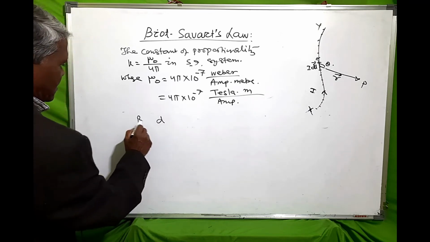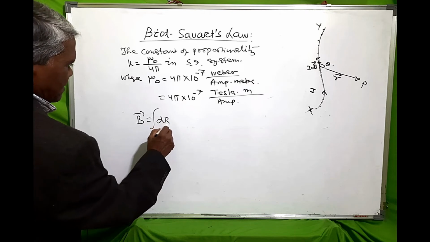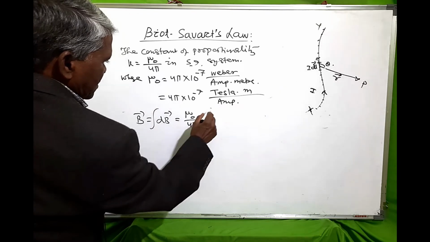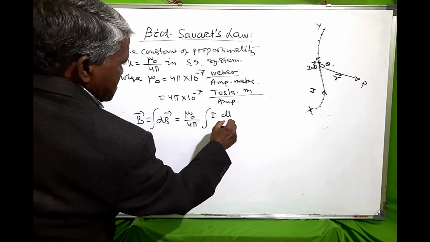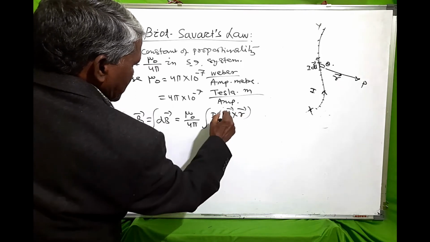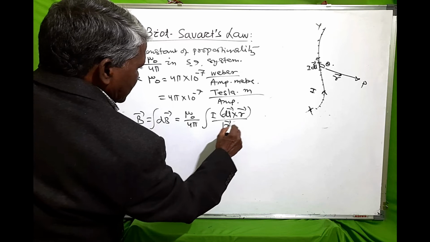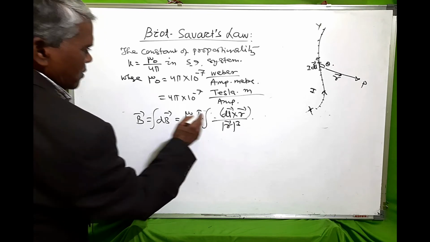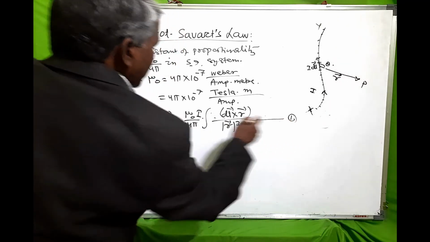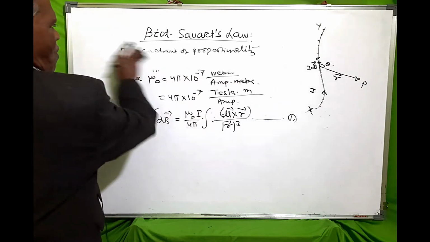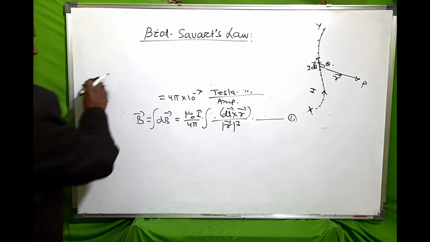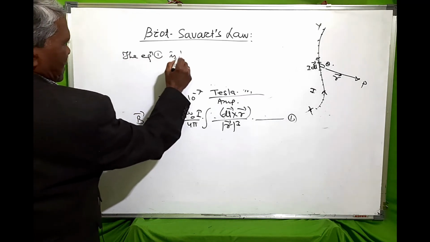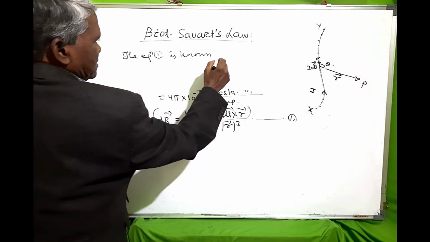Or B is equal to integration of dB, is equal to mu 0 by 4 pi integration of I dl cross r by mod r cube, or you can write here mu 0 I. This equation 1 is known as Biot-Savart's law.